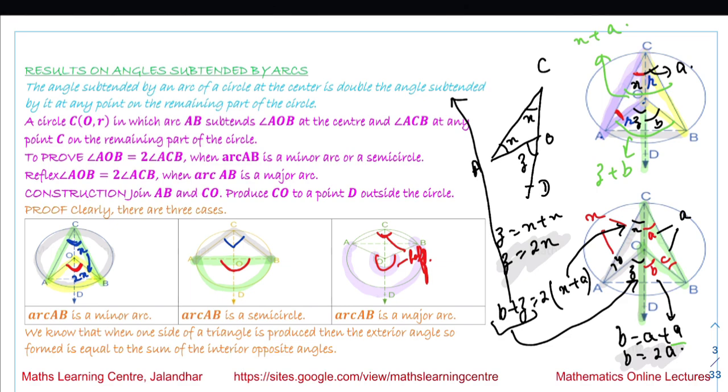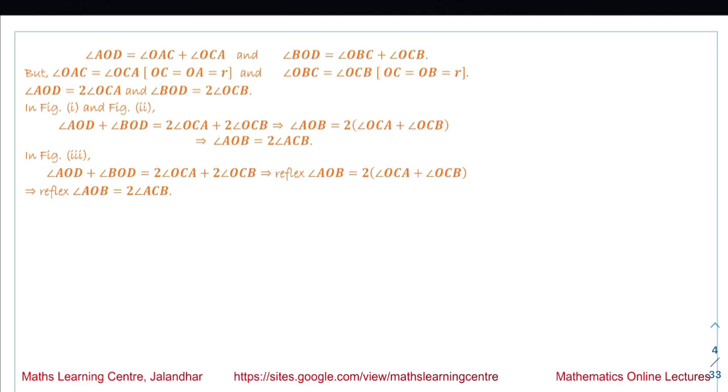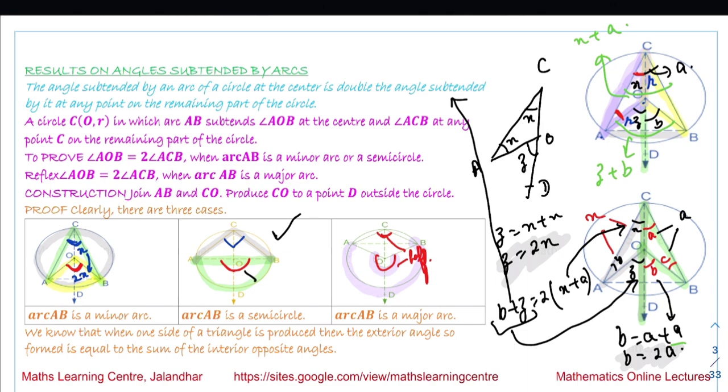The similar proof works for the second case over here, and what we get is that if this angle is 180 degrees, then this angle is 90 degrees. So we can also say that if we are having any semicircle, then any angle over here will be of 90 degrees. You can also state the theorem in this form.